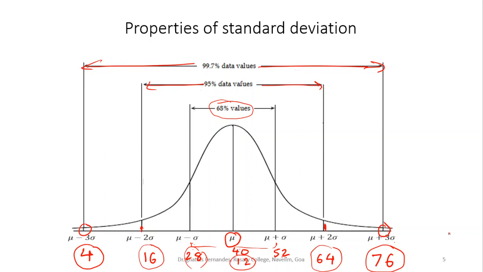You can be sure that 99.7% of the restaurants in Chennai have their cost of meals between rupees 4 and rupees 76. So this is how the standard deviation plays a very important role in analysis. In fact, most of the analysis that we use in statistics depends on this particular result, and this is something that we will be using in your research later as well.